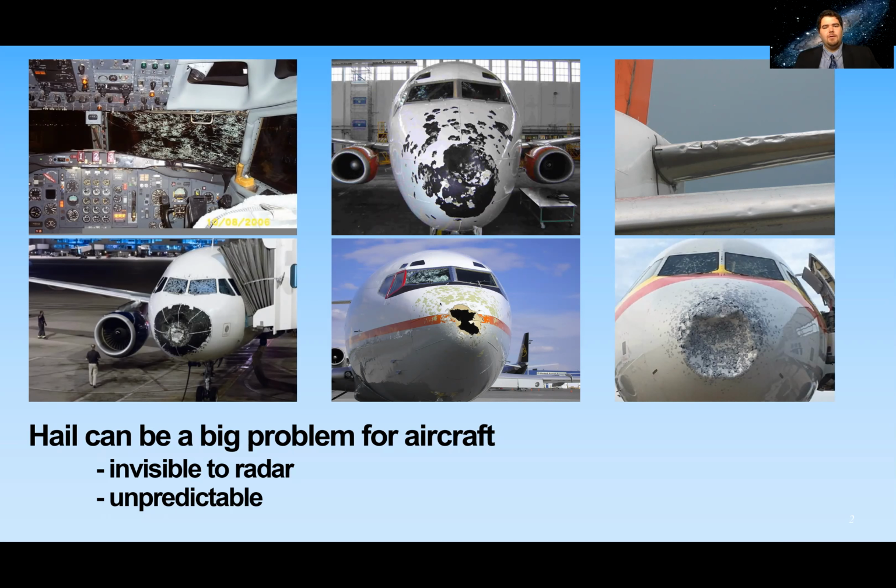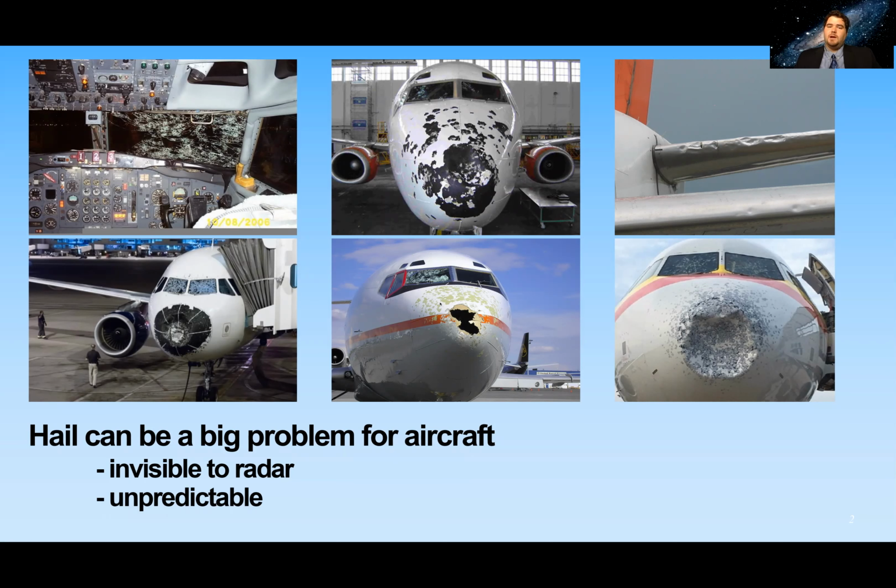Now, one of the reasons hail can be a big problem for aircraft is it's invisible to radar, one, and two, it's unpredictable. It's hard to tell which storms will produce hail and which storms won't, and also where in the storm the hail might be produced. So it's not exactly something the pilots can detour around or try to avoid. So unfortunately, the inevitability of hail impacts needs to be taken into account during the design phase of the aircraft and the fuselages.